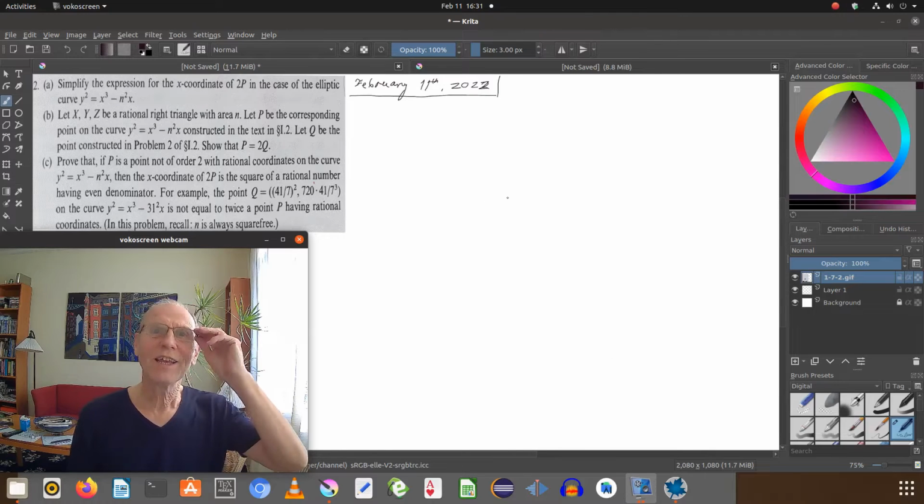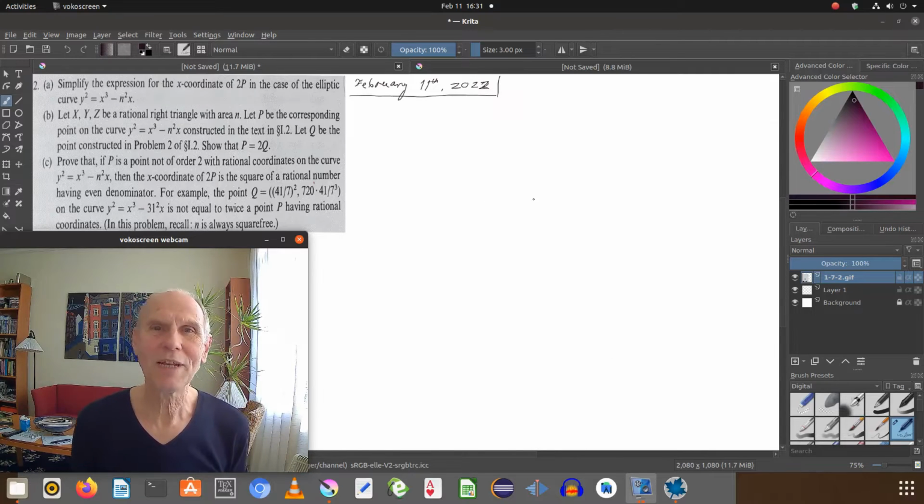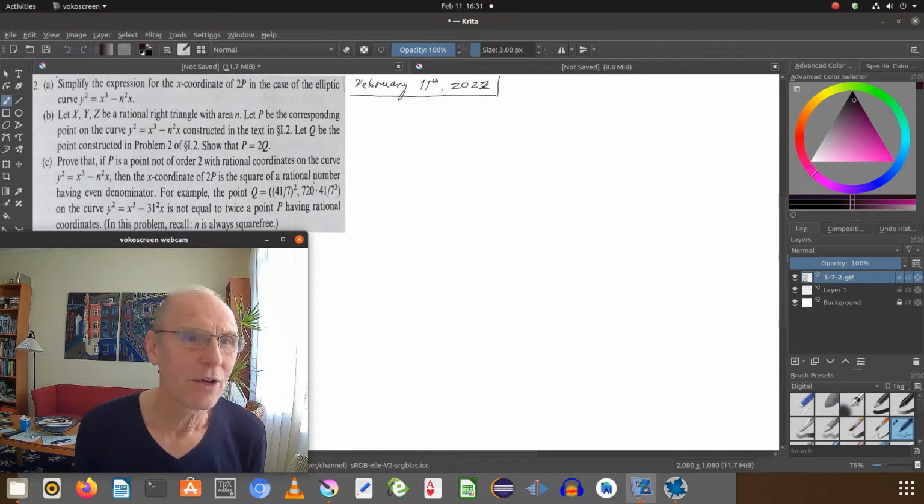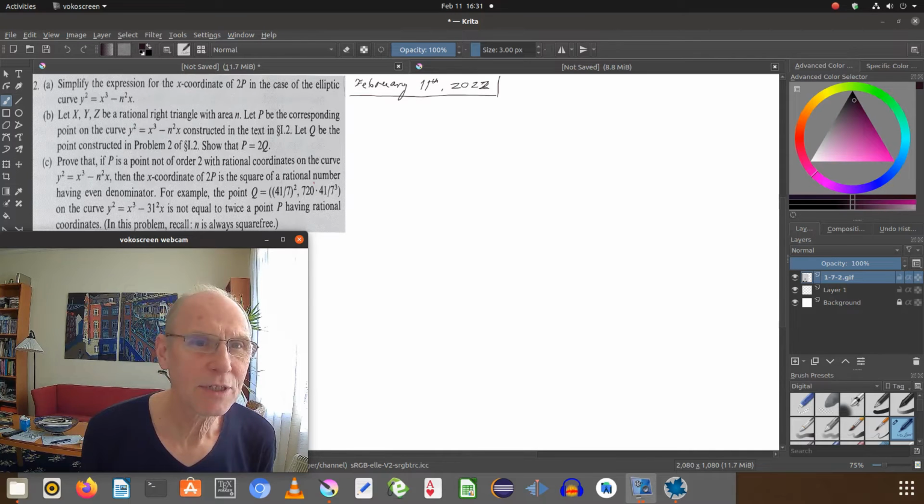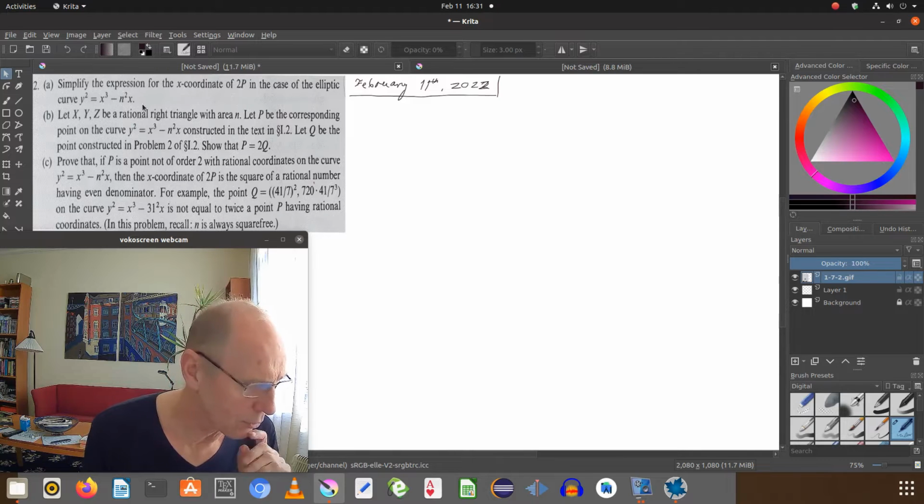Hello again. Actually, I don't feel quite ready or fresh enough to do math, but I really wanted to do some, so let's see if I can handle it. Simplify the expression for the x-coordinate of 2P in case of an elliptic curve of this form.